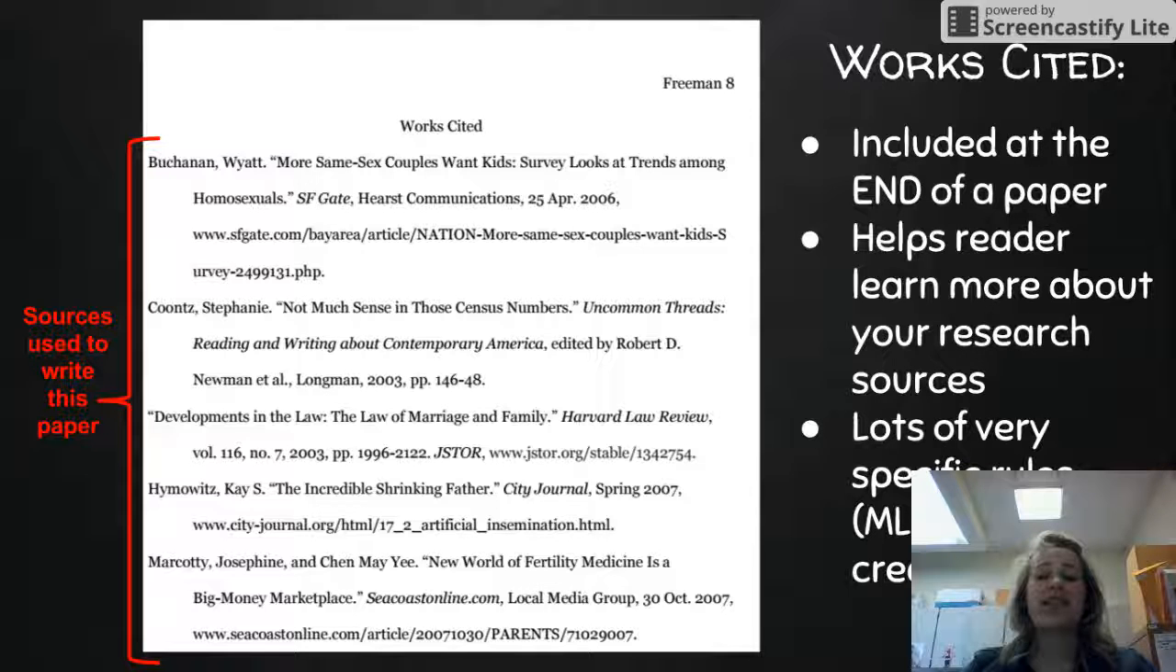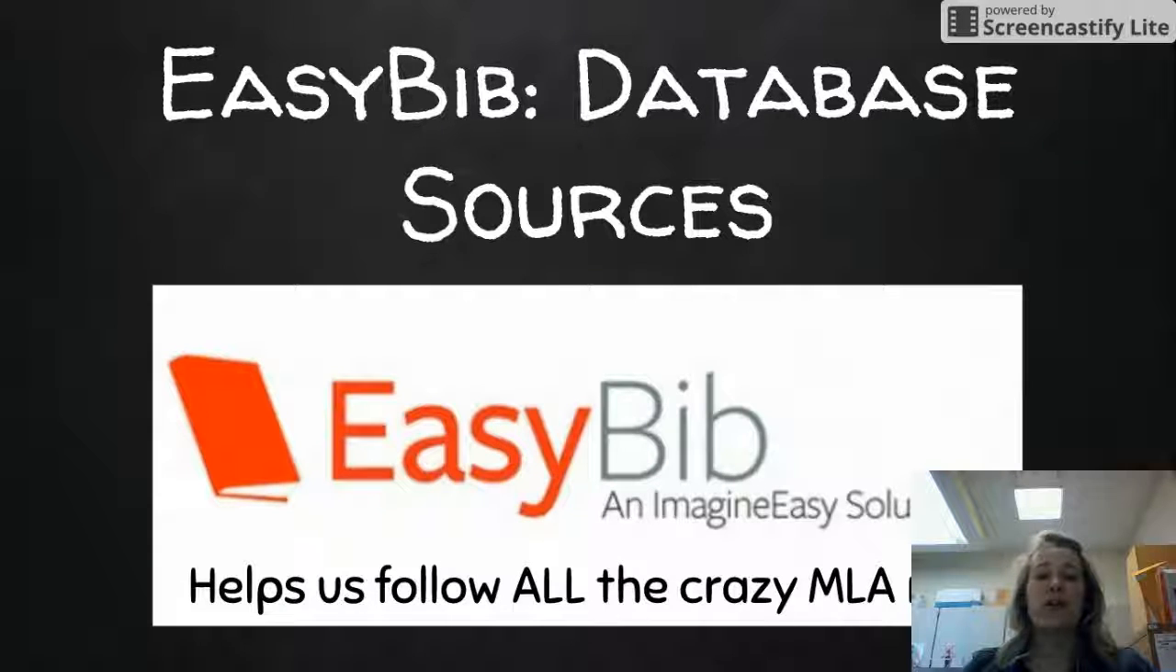When you are creating a works cited page, there's lots of very specific rules you have to follow in order to format it and organize it. We follow a set of rules called MLA rules, Modern Language Association rules, and it's crazy. There's a lot you have to do to make it look just right. But to help us follow those rules, we use EasyBib. It does a lot of the work for us and a lot of the formatting for us, so it makes our life a lot easier when we go to actually spit out the finished works cited paper.